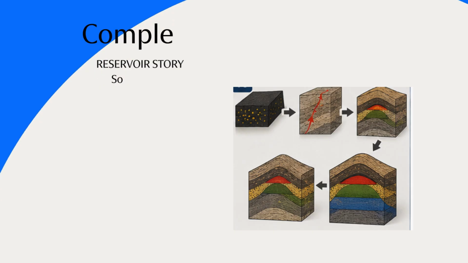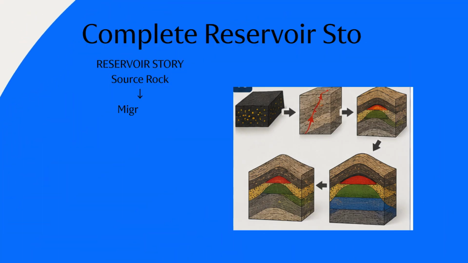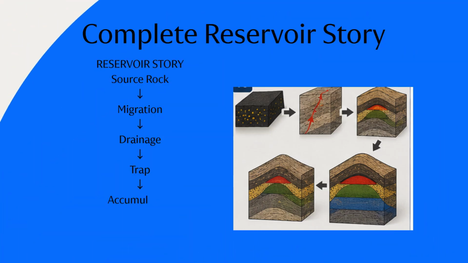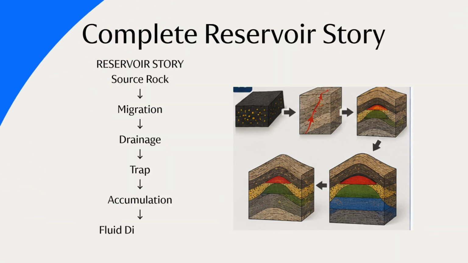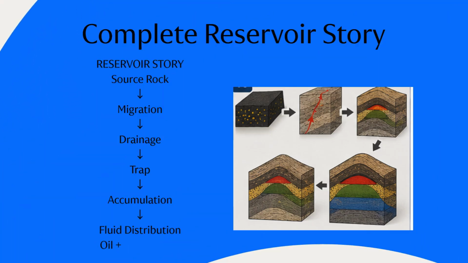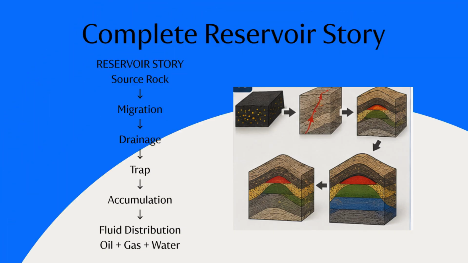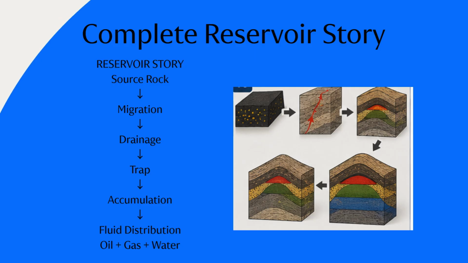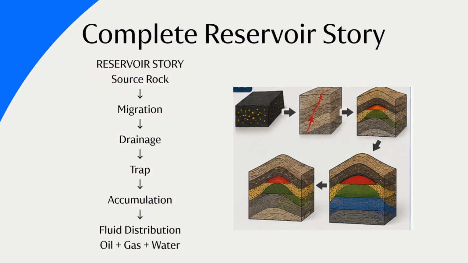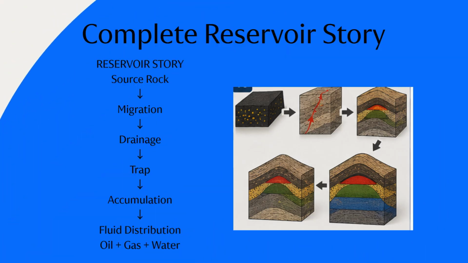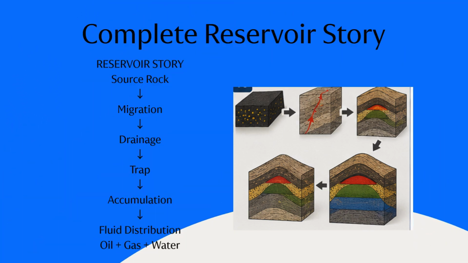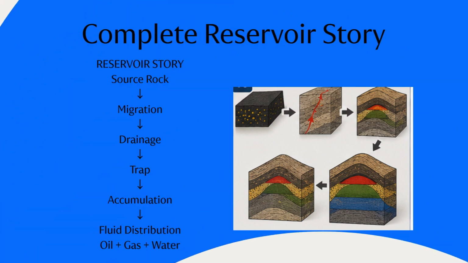Okay, guys, now let's put the whole story together. We started with a reservoir that was mainly filled with water. Then hydrocarbon was generated in a source rock. They started to migrate because hydrocarbons are generally lighter than water. They move upward. Then they entered the reservoir and started displacing water. That's our drainage process. If a suitable trap was present, the hydrocarbon could accumulate.